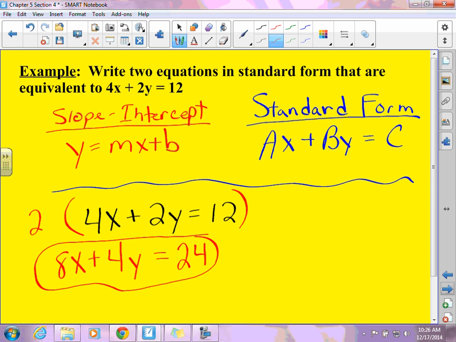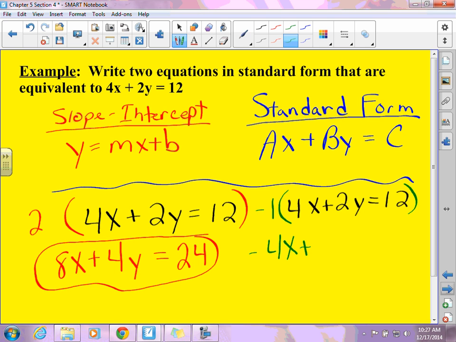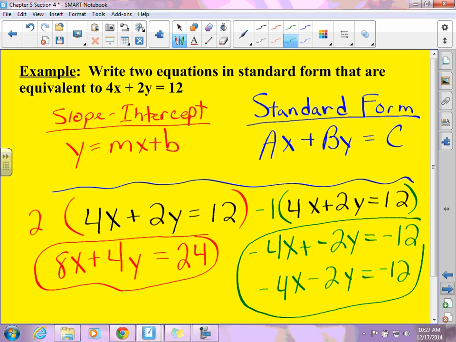Now, it asks me for 2 of them. So I'm going to take this equation again. And I'm going to pick the number -1. Why? I just chose that. So -1 times 4x is -4x plus -1 times 2y is -2y equals -1 times 12 is -12. And I can also write it as -4x minus 2y equals -12. Why did I choose 2 and -1? I just did.